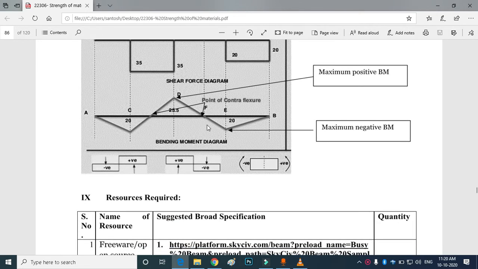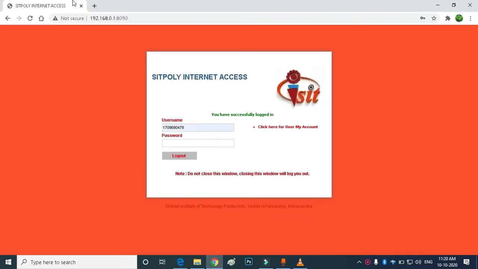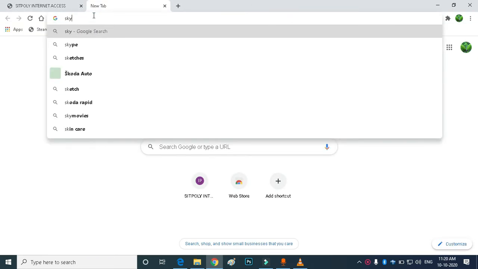shear. Okay, now moving forward, MSBT has already provided us with the software that is required to be used. Here they have given us three software. Of that, one of the software we are going to use is the SkyCube software, the first one given over here. If it is not possible to copy this, you can simply go to Google and put SkyCube over there.